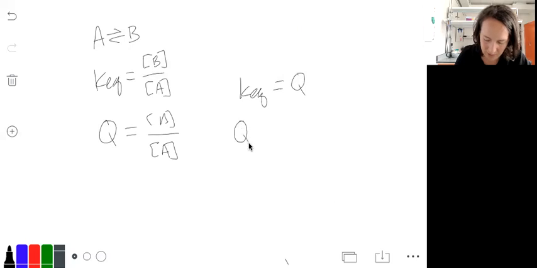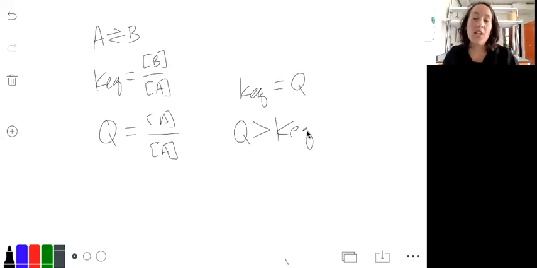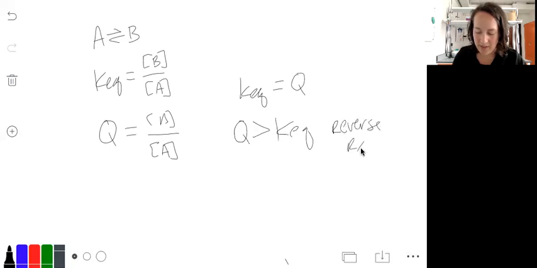So what happens if Q is greater than KEQ? If the value of the ratio of our products to reactants, Q, is greater than KEQ, what does that mean? Does that mean that the reaction will proceed forward or the reaction will proceed in reverse? So if Q is greater than KEQ, that means that you likely have too many products, right? Because our products are really, really high. So that means that the reverse reaction will be favored.